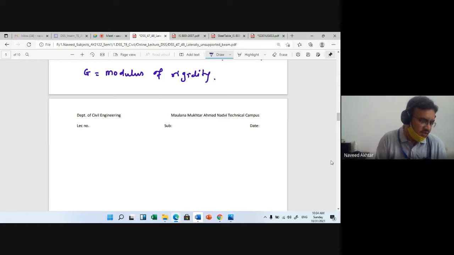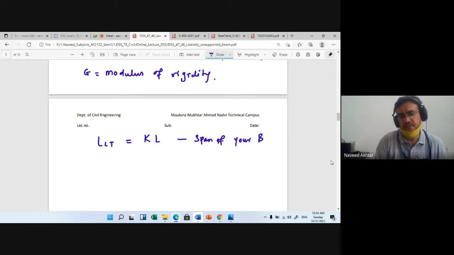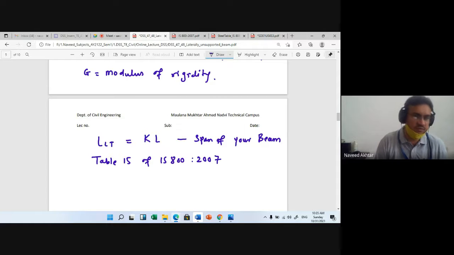Okay, then LLT is nothing but K into L, that is the span of your beam, and it is to be found from table number 15 of IS 800 2007, page number 58. On page number 58 the formula and table are given, and from there you can find out the LLT.